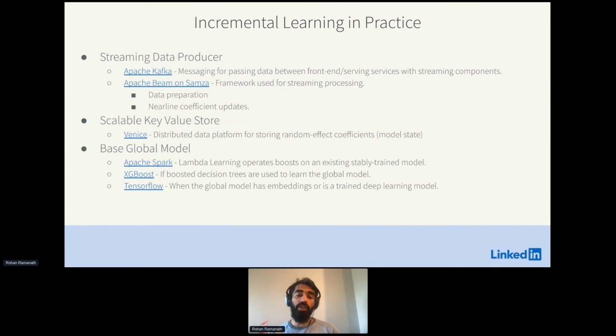And I briefly mentioned that we have some global models. These models could be trained on Apache Spark. They could be trained on XGBoost if you're using a boosted decision tree, or you could use TensorFlow or PyTorch if you're using a deep model as your global model. But the important point here is your global model is agnostic to what Lambda Learner is going to do.